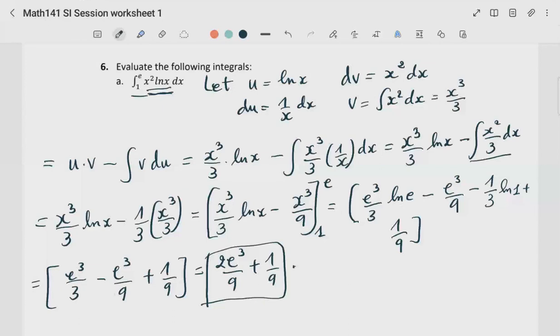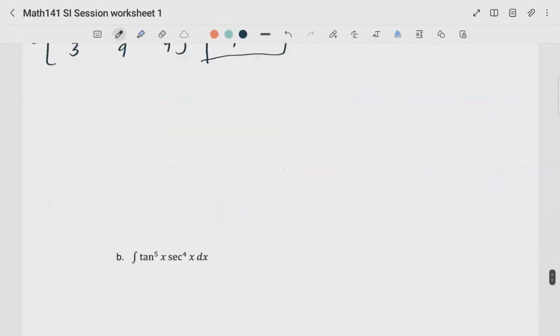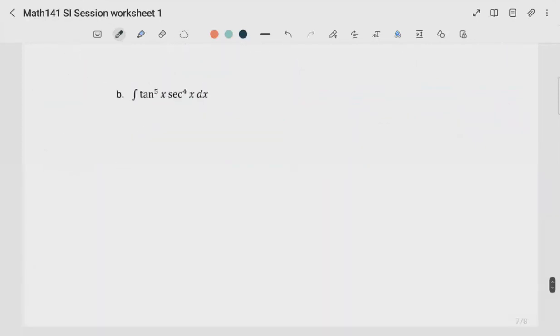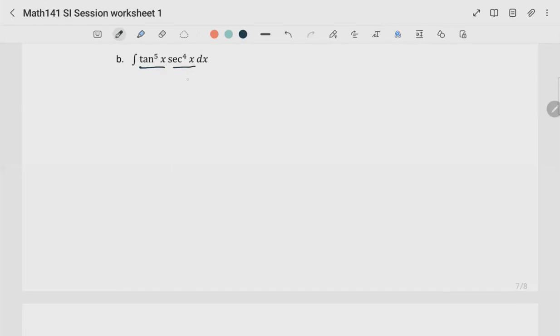Okay, moving on then. Let's move on to the second. Right, so we have the integral of tan to the 5x times sec to the 4x dx. For this problem here, we'll have to use a combination of trigonometric identities and integration by parts. Right, so this is my question to you guys. What trigonometric identities do you think we should use here?